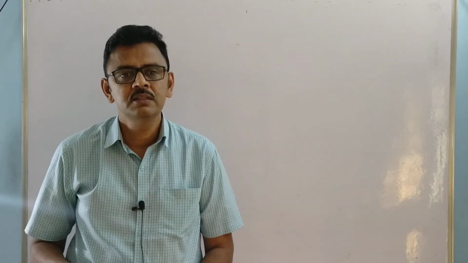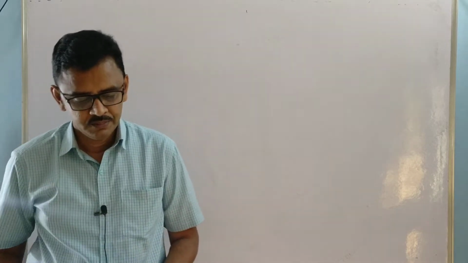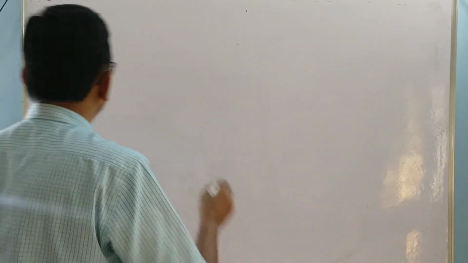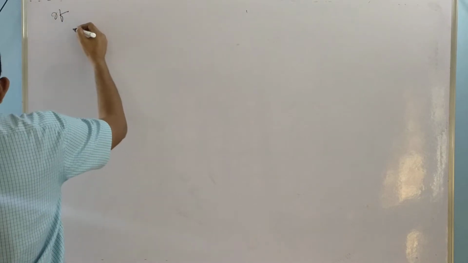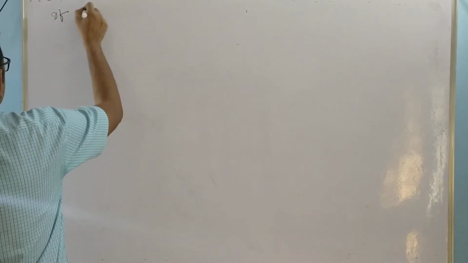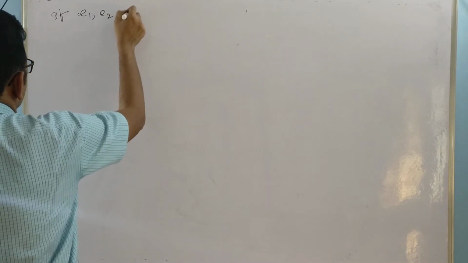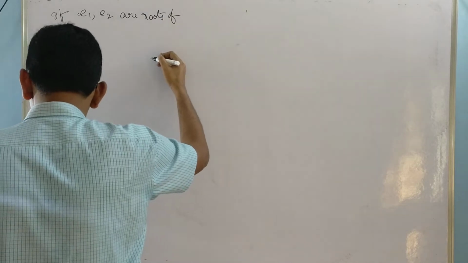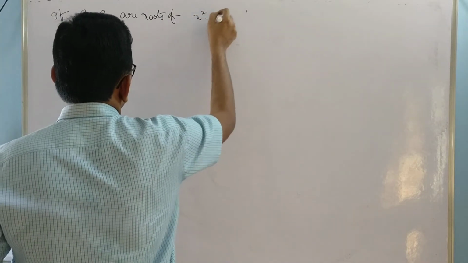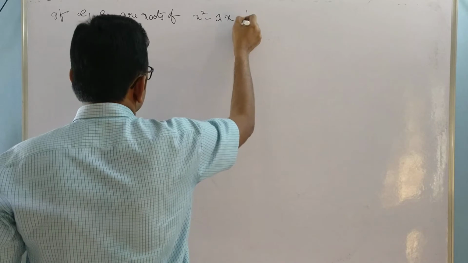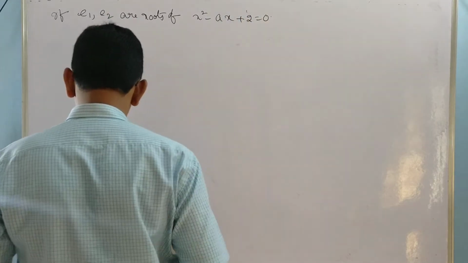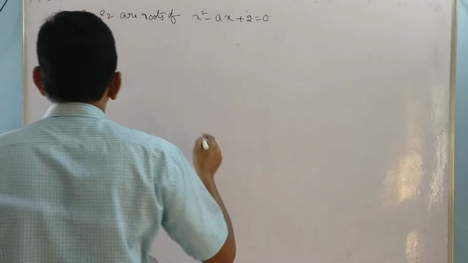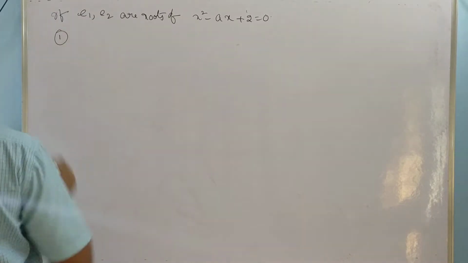Next one. Some problems are connected to hyperbola and quadratic equations. So we have one problem. If E1, E2 are roots of x square minus ax plus 2 equals 0, then, so this is a passive step question. In this one we have the first question.